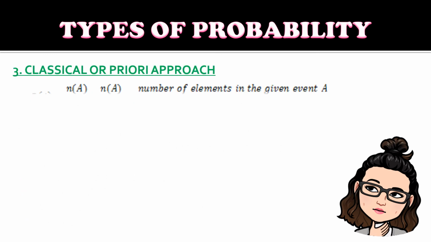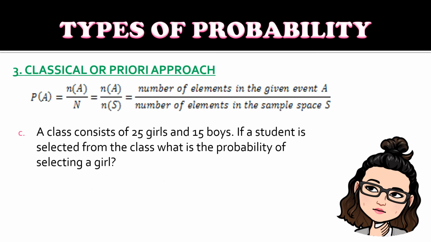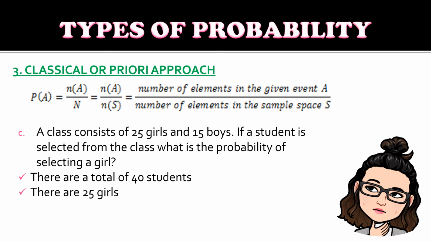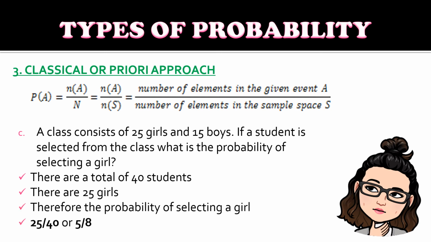Okay, so for the third example, a class consists of 25 girls and 15 boys. If a student is selected from the class, what is the probability of selecting a girl? So there are a total of 40 students, so 25 girls and 15 boys, that's 40 students in total. There are 25 girls. So the probability of selecting a girl is 25 over 40 or 5 over 8.